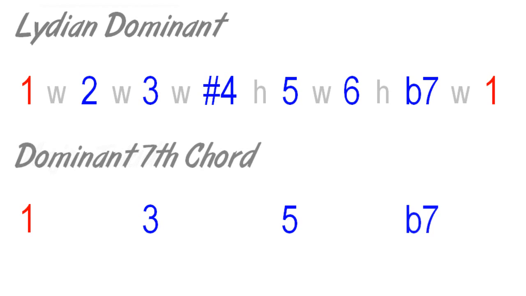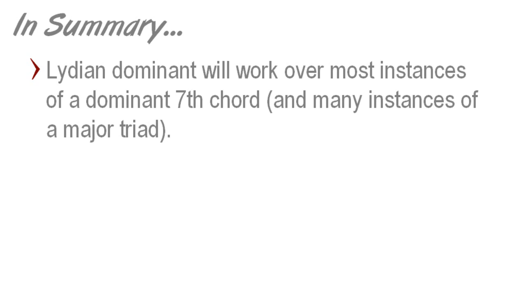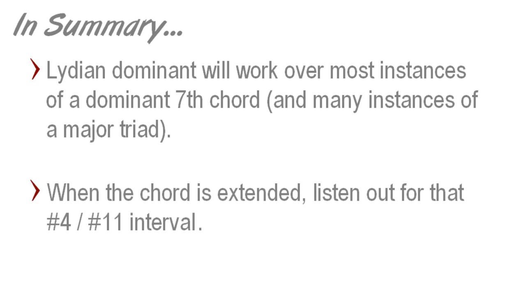Spend time exploring this connection between chords and scales, and there'll be a dramatic change in how you see the fretboard and how you select notes for your solo. So, in summary, Lydian dominant will work over most instances of a dominant 7th chord and many instances of a major triad. When the chord is extended, listen out for that augmented 4th interval. This will tell you that Lydian dominant is the natural scale choice.